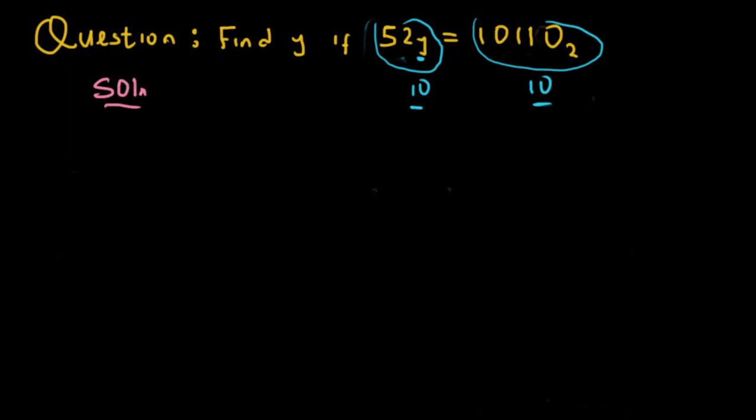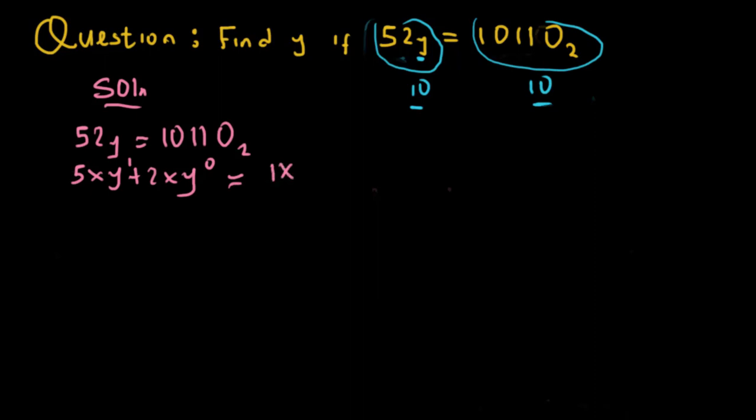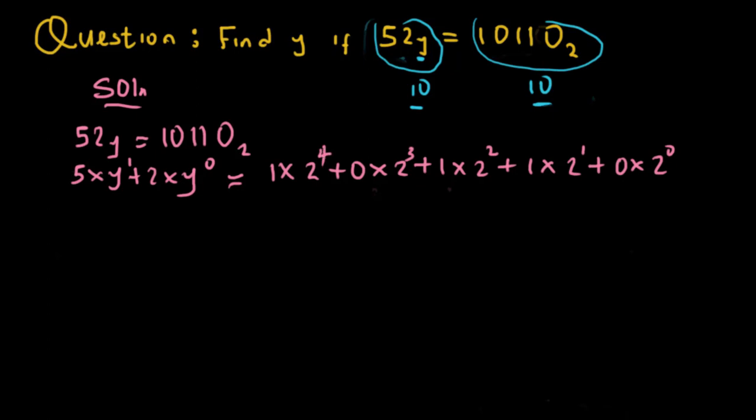So we have 52 in base y equals 10110 in base 2. We are trying to convert both sides to base 10. The first thing is to multiply: 5 times y plus 2 times y. Then we rank 0, 1. Do you understand? Equals, we multiply 1 times 2 plus 0 times 2 plus 1 times 2 plus 1 times 2 plus 0 times 2. And then we rank 0, 1, 2, 3, 4. Do you understand?